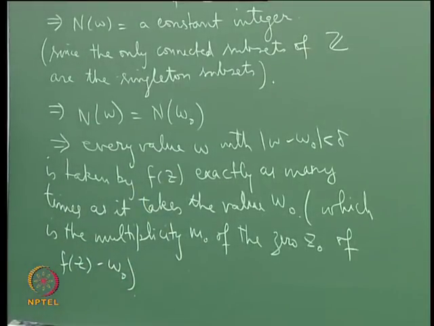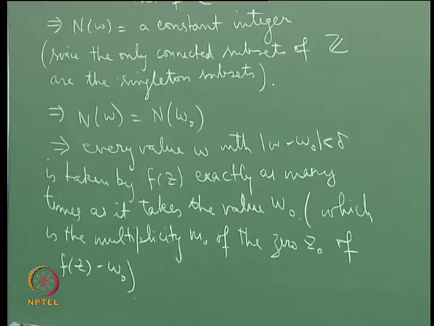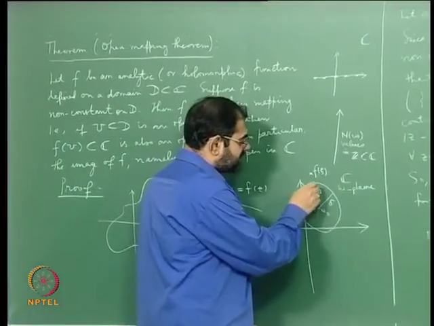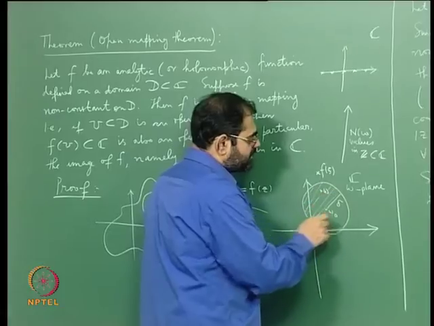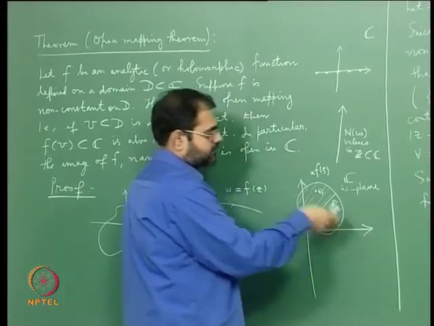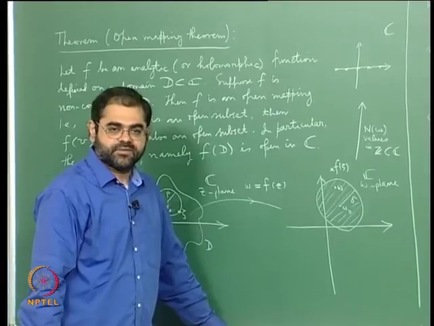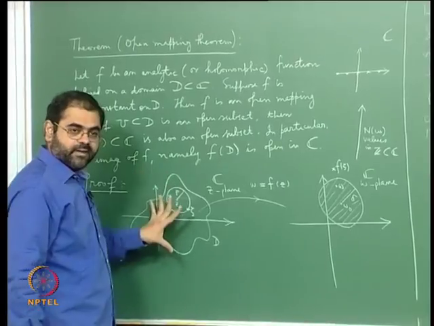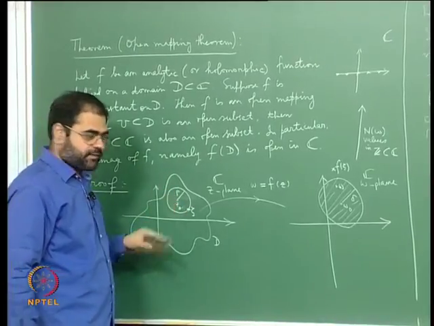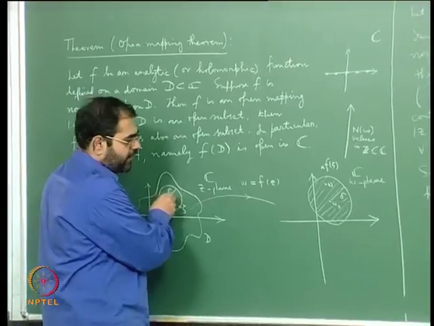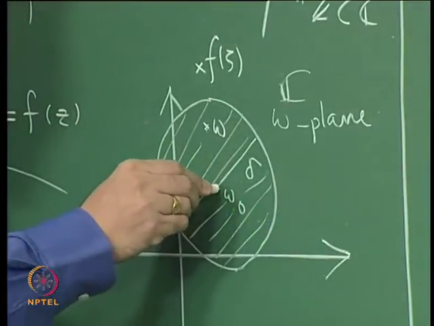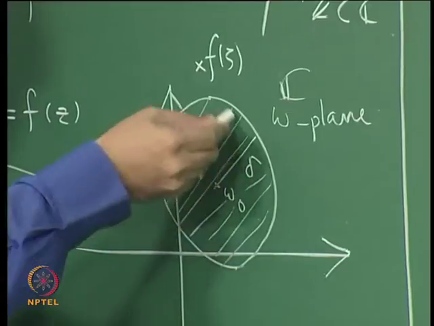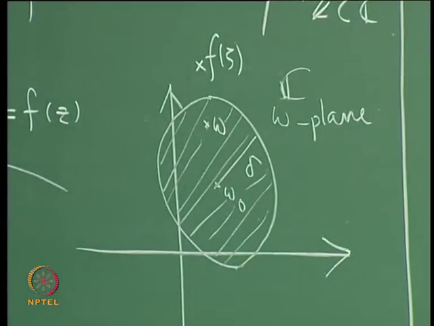In particular, what does this tell you? This tells you that this whole disk is in the image. All these values are taken by the function. So go back to our argument. I started with an analytic function defined on a domain, and I assumed it's non-constant. I took a value z naught and took the value of the function at z naught, that is omega naught. And what I ended up proving is that there's a whole disk surrounding w naught, full of values of the function. That means this whole disk is contained in the image of f.